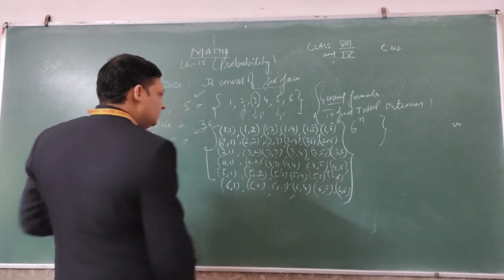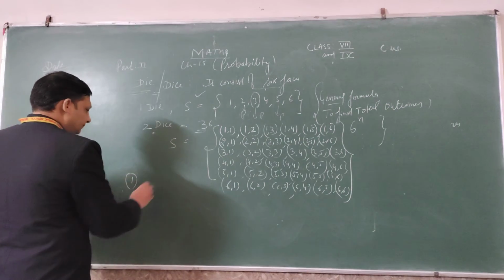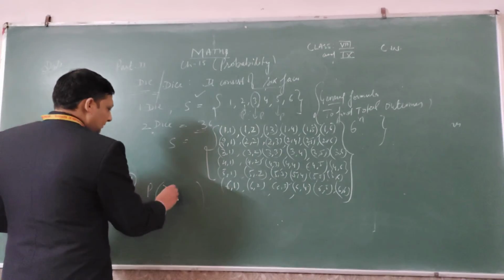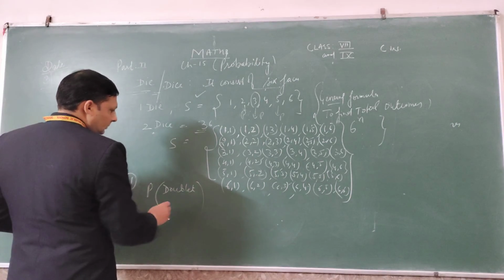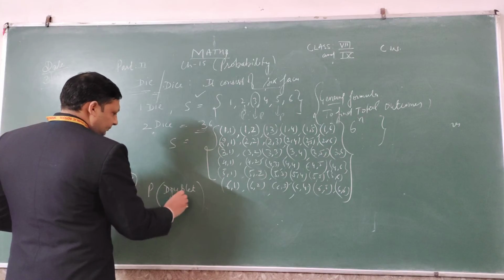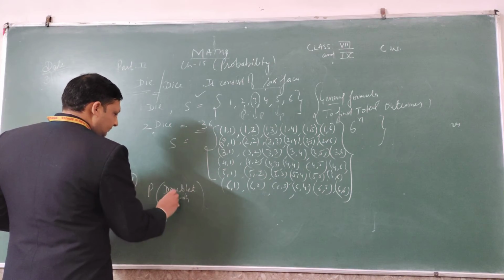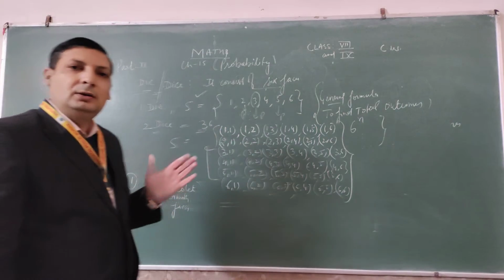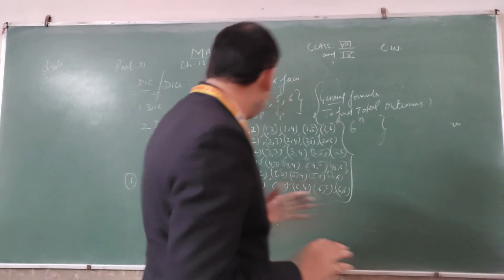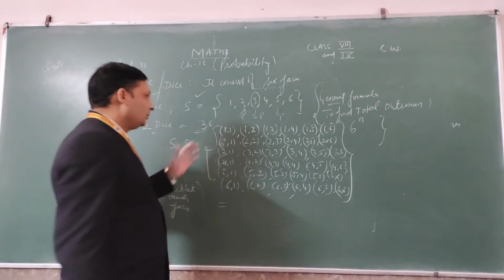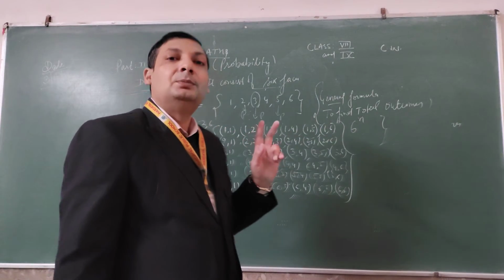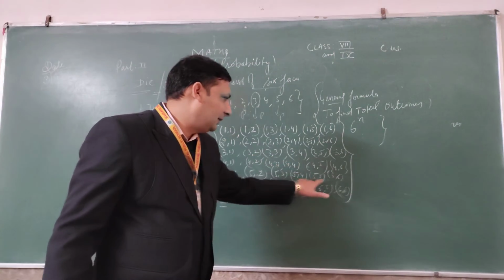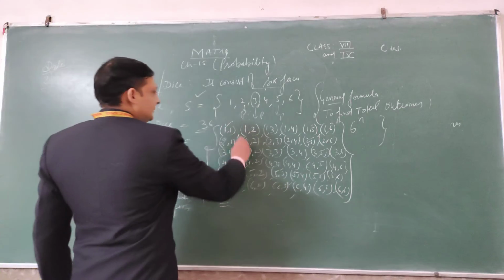Now we will make questions based on this topic. First question: probability of getting a doublet on both faces. So see, what is the formula? Number of favorable outcomes upon total number of possible outcomes. Doublet means the same number on both faces. So see, (1,1), (2,2), (3,3), (4,4), (5,5), (6,6). These are called doublets.